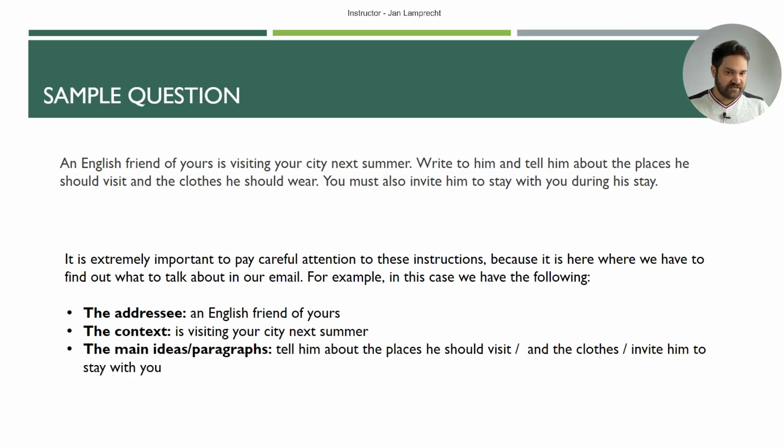So these are the things that you have to include in your email. Tell him about the places he should visit, the clothes, invite him to stay with you. If you do not include these three things, then you would fail in your task achievement. Please include them. They're clearly here. Tell him about places to visit, clothes, and invite him to stay. You have to include those three. Okay, so let's carry on.